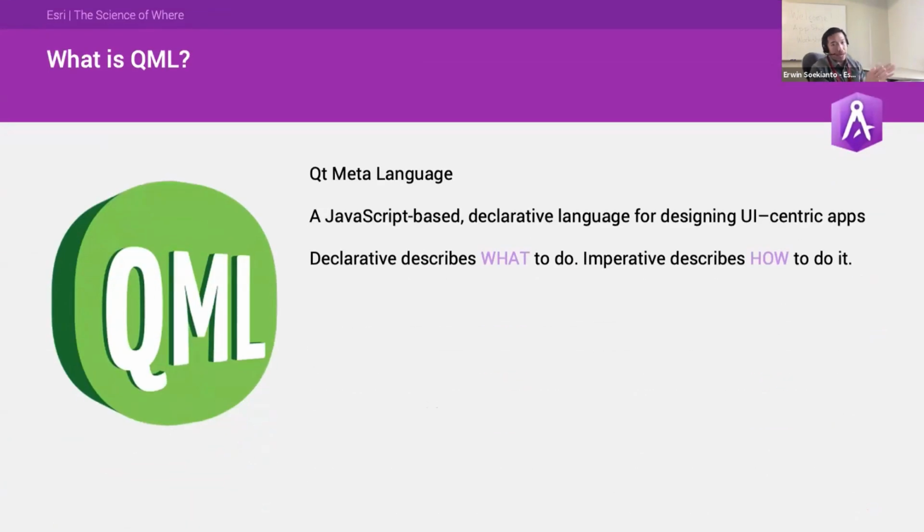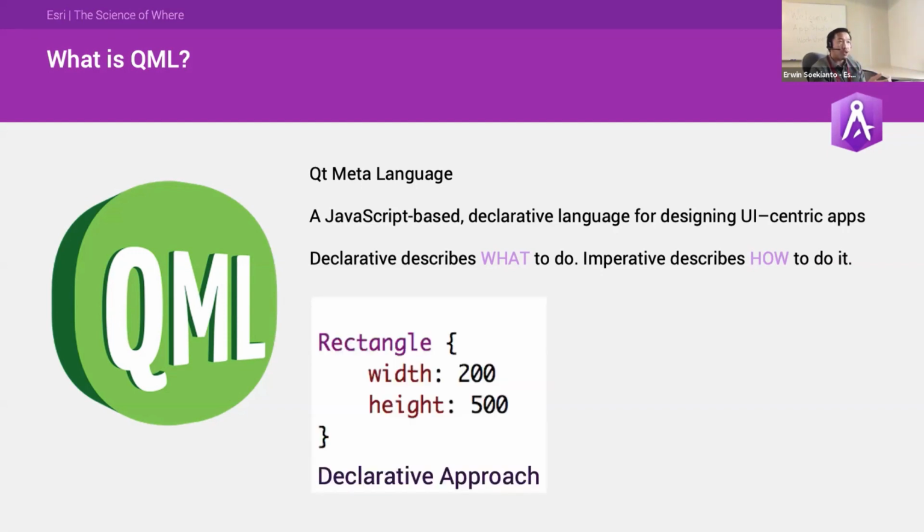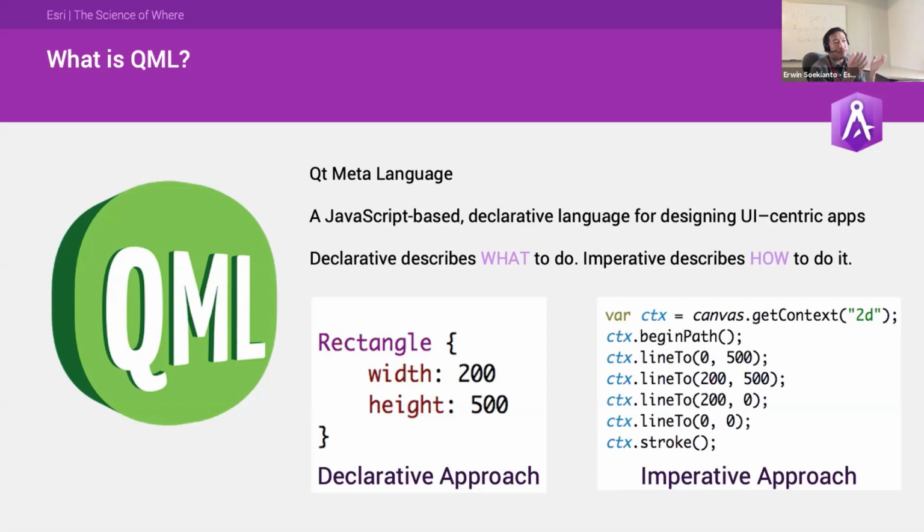As we mentioned, QML stands for Qt Meta Language. It's a markup language, a declarative language. Declarative describes what to do, and imperative describes how to do it. For example, on the left, if you want to create a rectangle, you declare a rectangle with a width and a height of so and so. And on the right, if you use an imperative language to create a rectangle of 500, you're actually creating a line, a path, to create that. What I'm trying to say is that it's easier. I hope I got that message across.